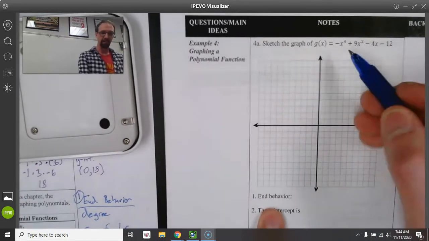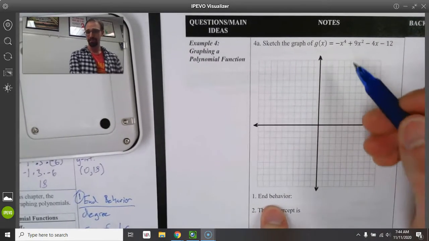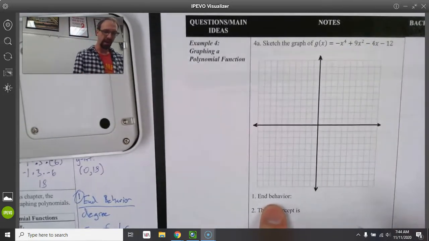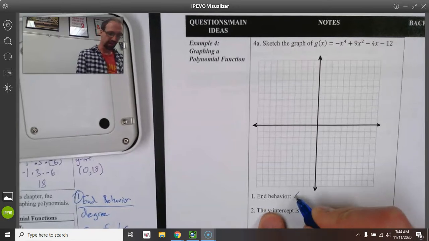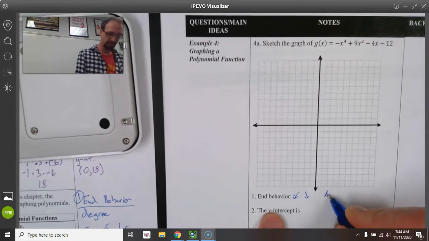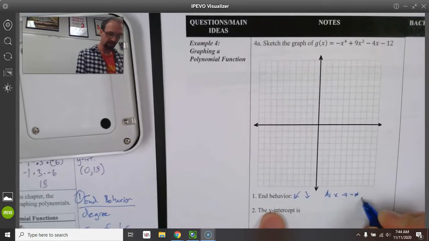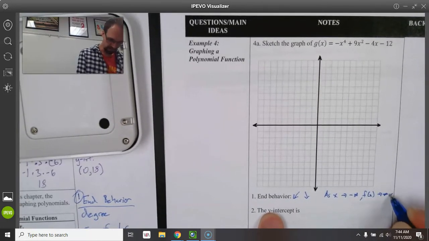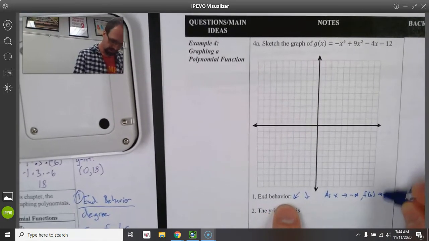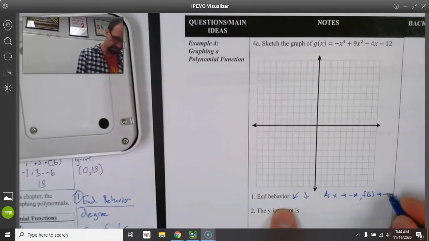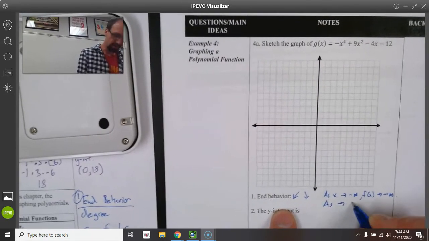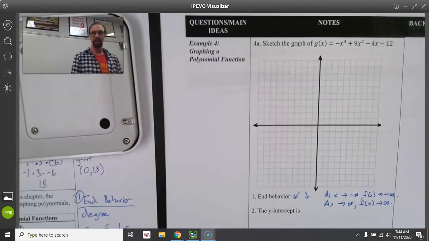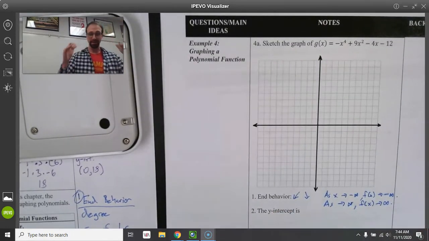The end behavior of the graph we get from looking at the leading coefficient and the degree. Notice that it's in standard form already, so I don't need to change that. It's an even degree, and the leading coefficient is negative, so that means it's going to go down. As x approaches negative infinity, f of x approaches negative infinity. Negative infinity, not with a slash through the negative sign. And as x approaches positive infinity, f of x approaches negative infinity as well. So I know that the graph is going to continue going down.